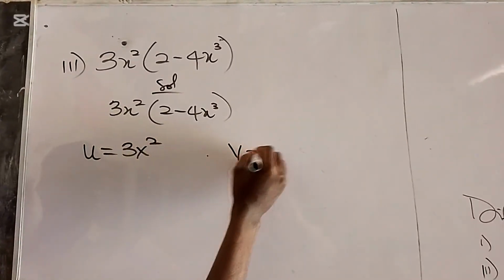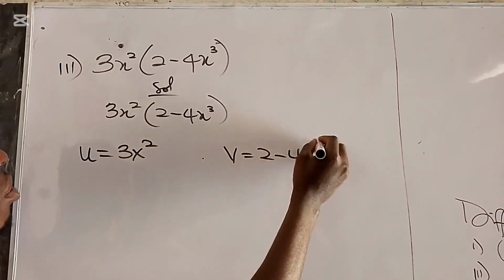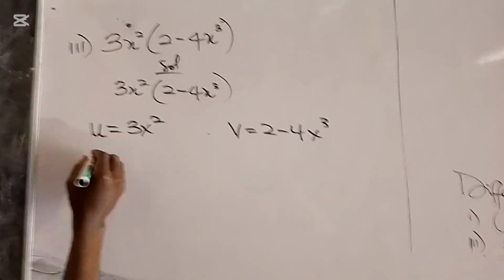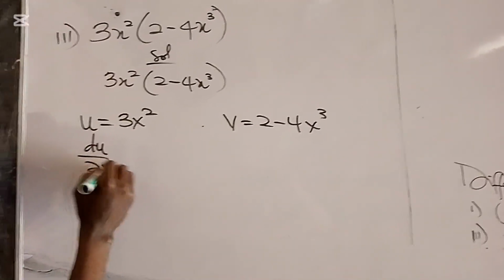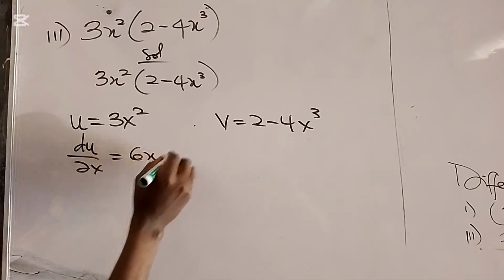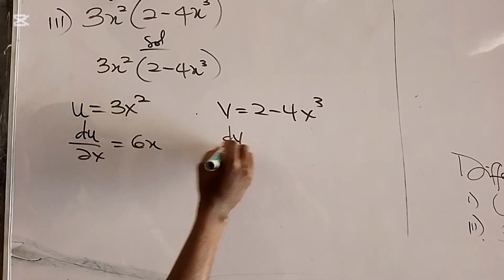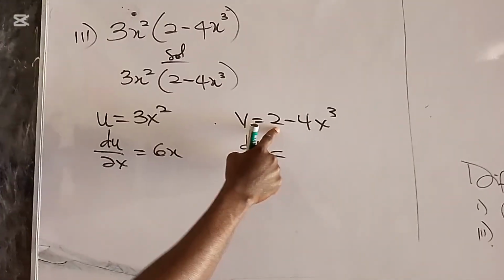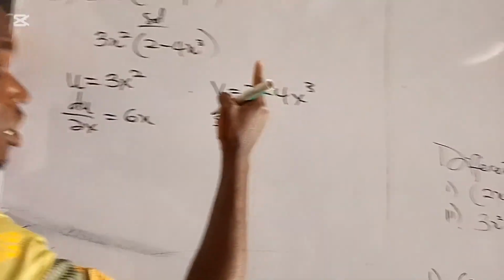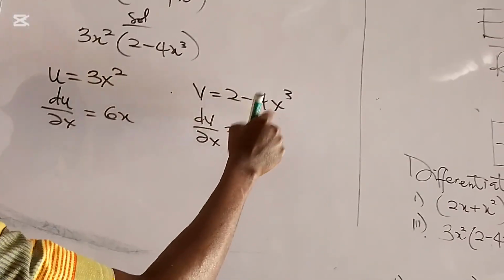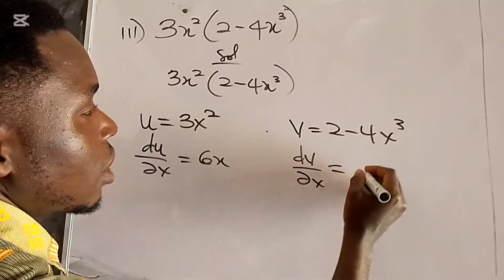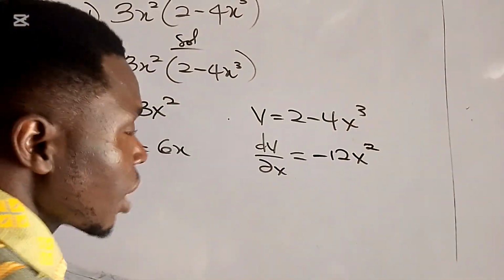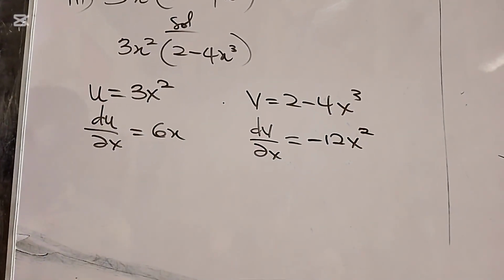Our v is 2 minus 4x cubed. When we differentiate u with respect to x, we'll get du/dx giving us 6x. Then dv/dx: when we differentiate a constant, it gives us 0. Then when we differentiate negative 4x cubed, it gives us negative 12x squared.